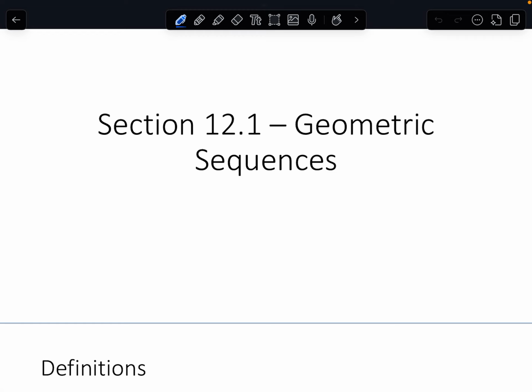Hello, class. This is a little review on section 12.1, geometric sequences.